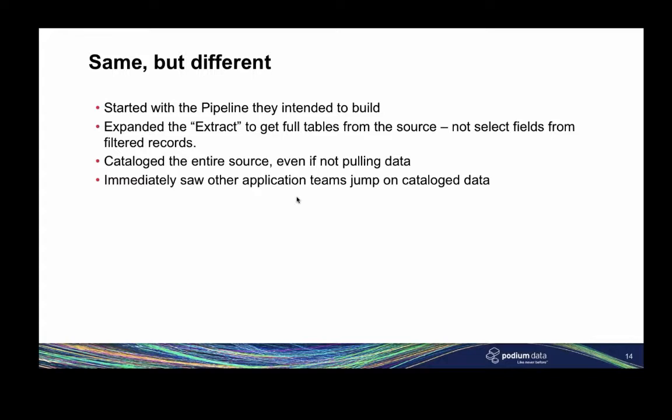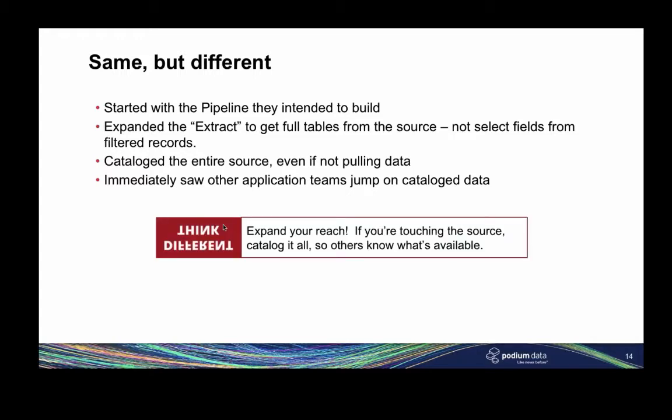And so just this last bullet point here. What they saw is when they cataloged all this data, they saw that other applications, other parts of that same application team, even within that same ultimate end goal, were reusing some of the data that they already brought in. So that reusability is real and comes up really quickly. So think different. Expand your reach if you're touching that source catalog at all.